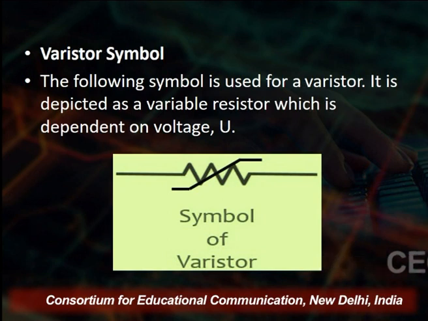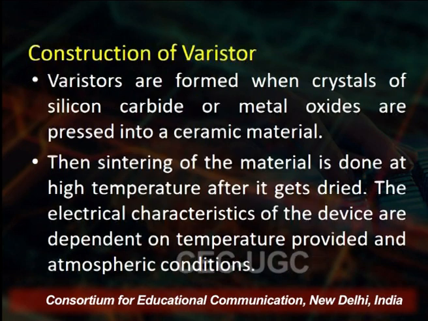Voltage dependent resistors are often used as surge suppressors of sensitive circuits. So varistors are used in sensitive circuits. You can see the symbol, it is depicted as a variable resistor which is dependent on the voltage. You see, we represent the varistor like this. There are arrows, and a mark which represents the varistor.